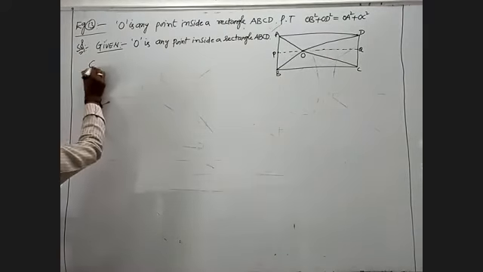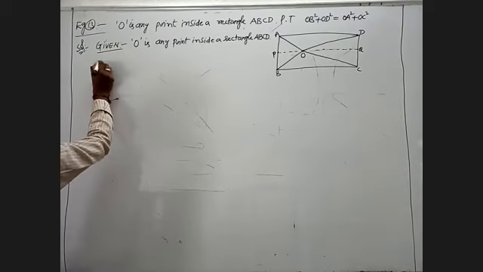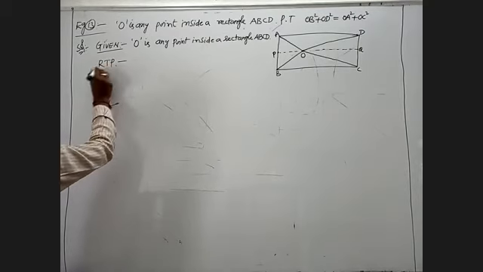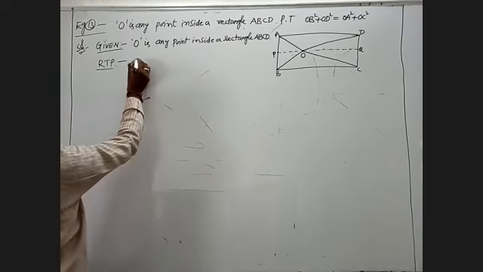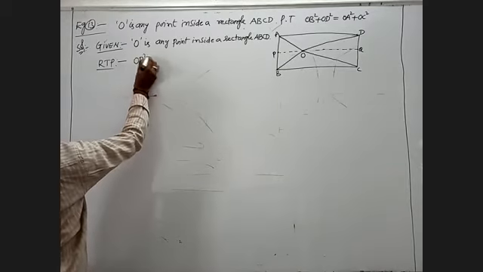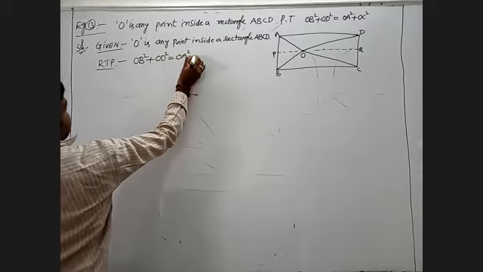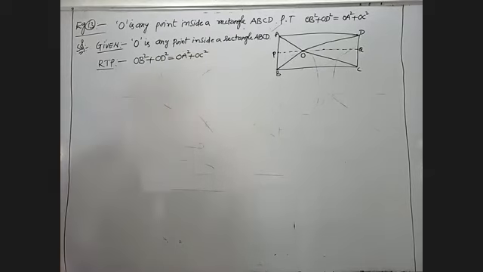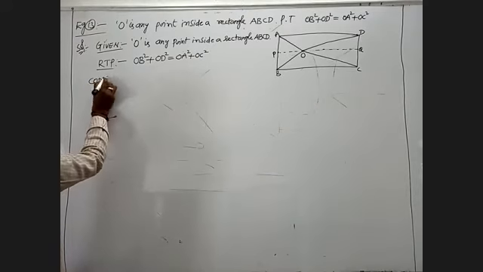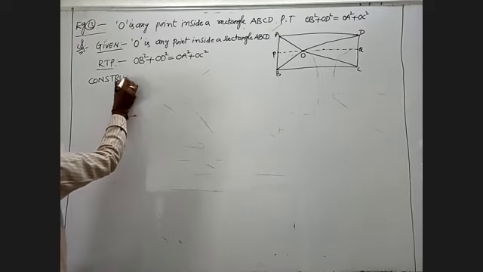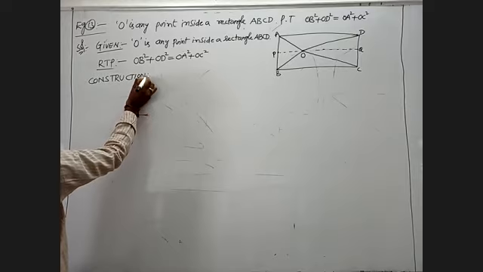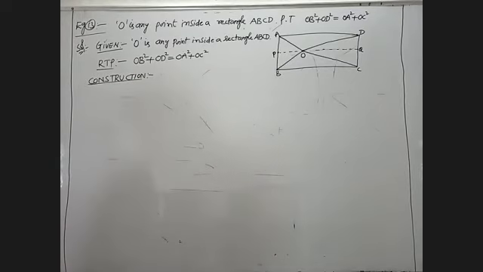After that, I will write the required to prove. What is required to prove means OB square plus OD square is nothing but OA square plus OC square. After that, I will write the construction. What is the construction means? Through O.